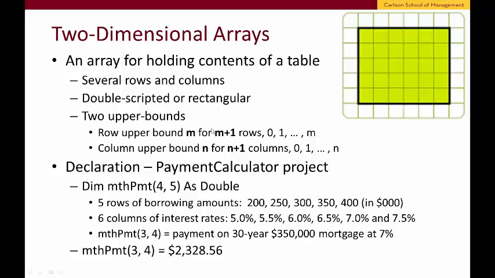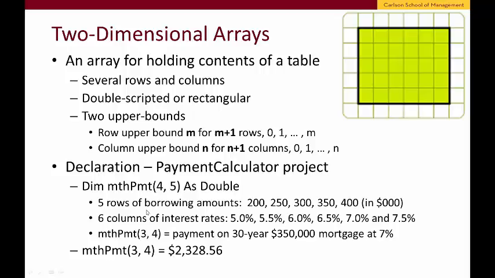Again, remember, the indices go from 0, 1 all the way through m for a table with m plus 1 rows, and the same thing with n from 0, 1 all the way through n for a table with n plus 1 columns. So, a two-dimensional array, Dim mthPmt(4,5) As Double, holds 5 times 6, 0, 1 through 3, 4, which is 5 rows, 0, 1 through 3, 4, 5, which is 6 columns, or 30 monthly payments altogether.